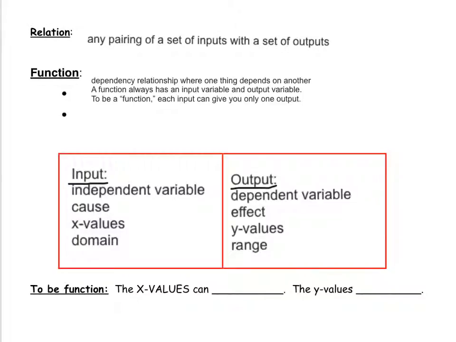Okay, we're going to be trying to identify when we have a function and when we don't. So remember to be a function, the x values cannot repeat. If you're looking at a set of x and y values, the x values cannot repeat and the y values can repeat. We'll look at some examples so you know what I'm talking about.